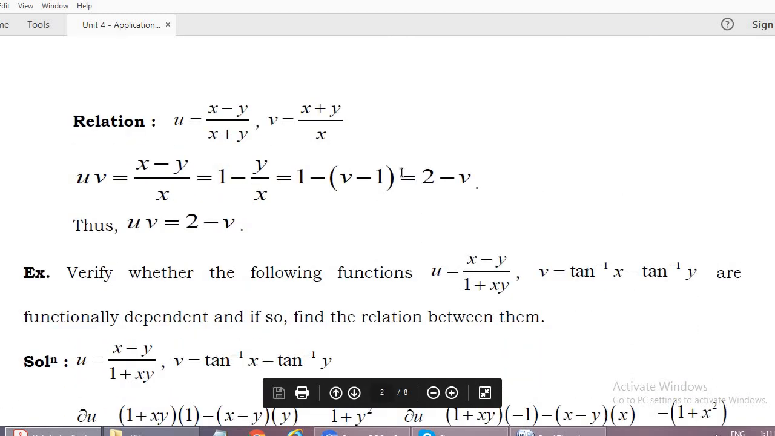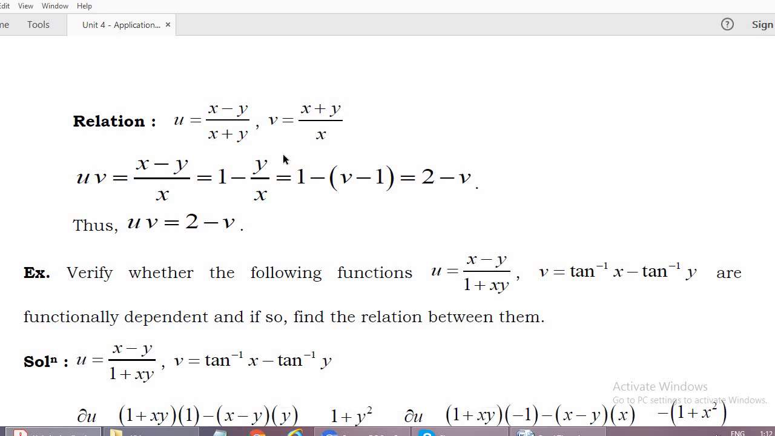Let us identify the relation now. We see x plus y in first denominator and in the second numerator. So let us multiply so that it will get cancelled. u into v equal to x minus y upon x, and that is equal to 1 minus y by x. From the second relation we see that v equal to 1 plus y by x, that is y by x is equal to v minus 1. So after putting and simplifying, we are getting the relation u into v equal to 2 minus v.